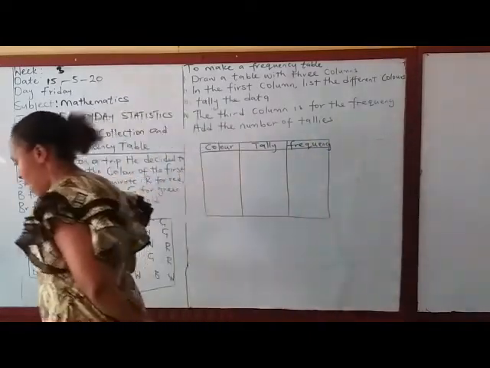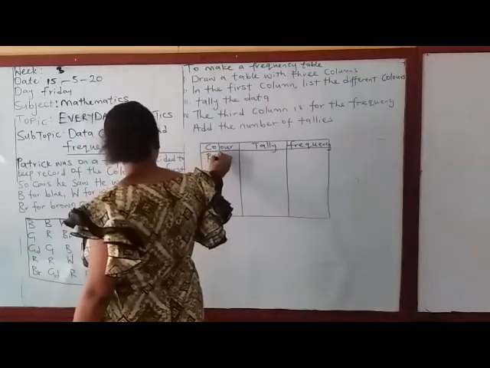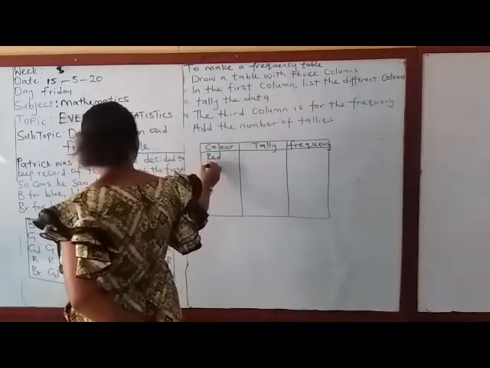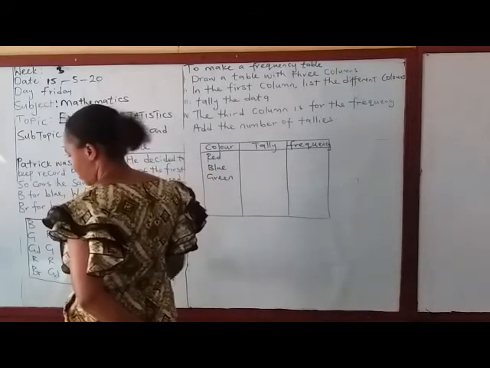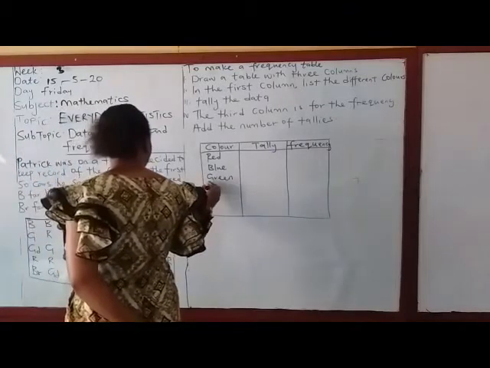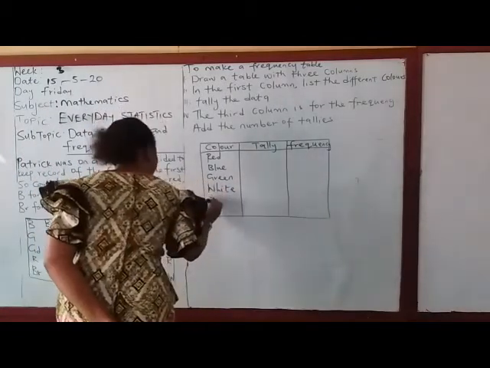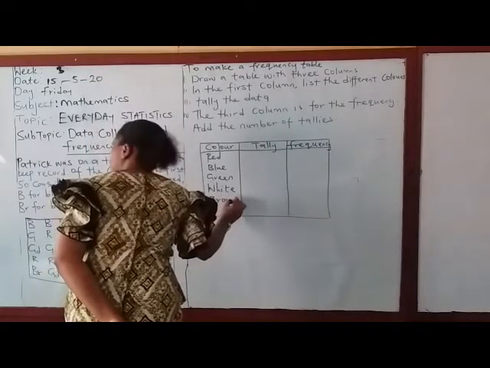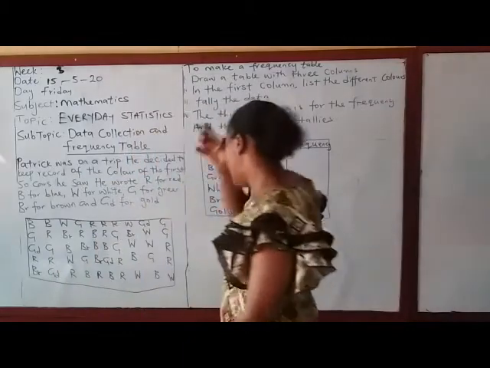Okay, now let us list the different colors. We have the red, we have blue, we have green, we have white, we have brown, and we have the gold. Now let us list the time.